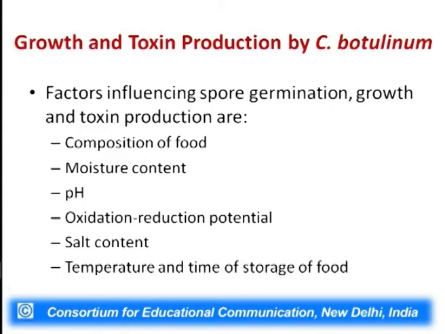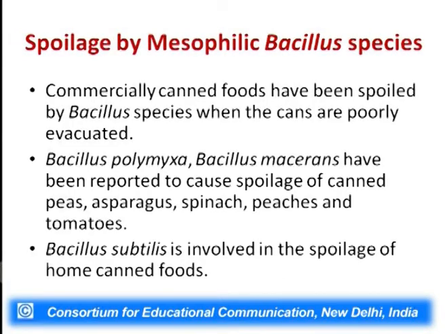These factors are composition of food, moisture content of food, pH, oxidation reduction potential, salt content and temperature and time of the storage of food. The microorganisms have extrinsic and intrinsic factors which affect their growth in food. So, all these factors may affect the spoilage as well as toxicity of microorganisms growing in the food. Now, coming to spoilage by Mesophilic Bacillus species.